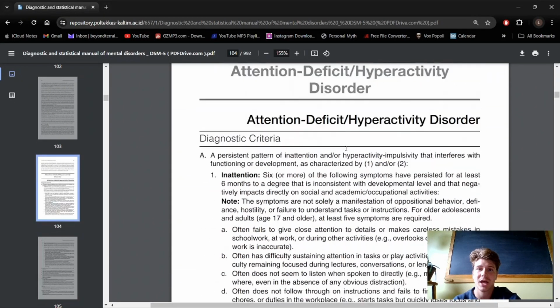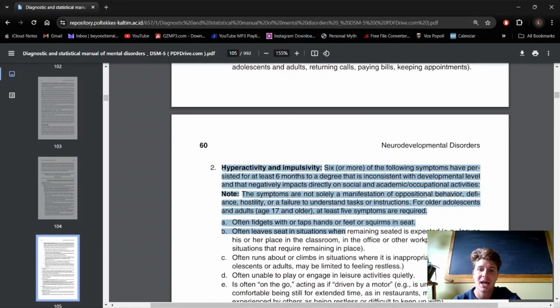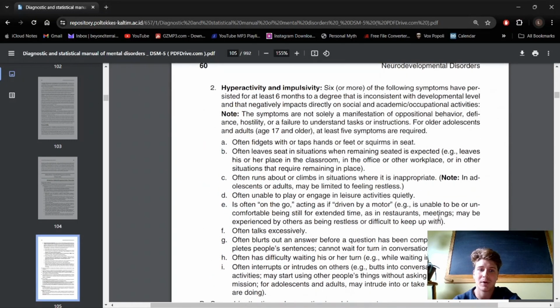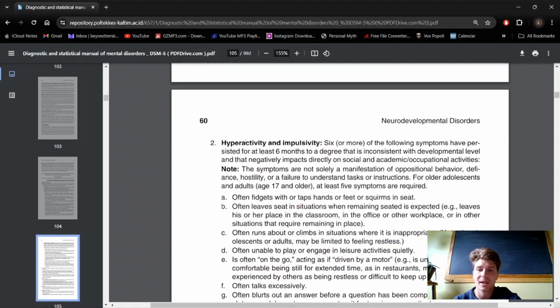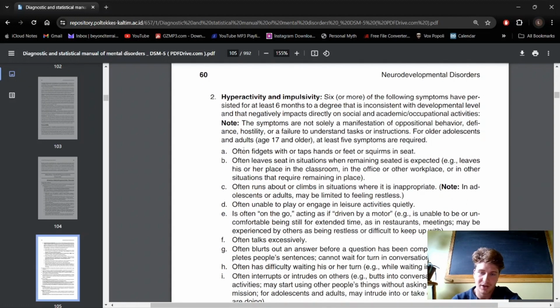So, and then usually they used to call it ADD if you didn't have any of the hyperactivity. They don't call it ADD anymore. They just call it ADHD hyperactive or ADHD non-hyperactive, some nonsense like that. Okay, so what are the criteria?